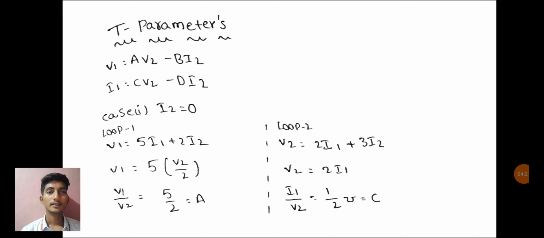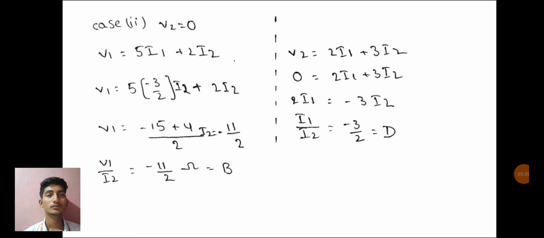And for the T parameters, we have the equations V1 equals A V2 minus B I2, and I1 equals C V2 minus D I2. Case 1: I2 equals 0. Substituting in the loop equations, V1 equals 5I1 plus 2I2, so V1 equals 5 V2 by 2, and V1 by V2 equals 5 by 2, which is A. Loop 2: V2 equals 2I1 plus 3I2, so V2 equals 2I1, and I1 by V2 equals 1 by 2. This is C.